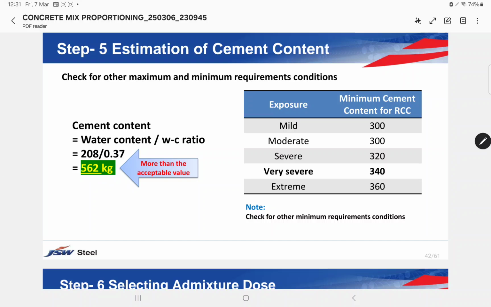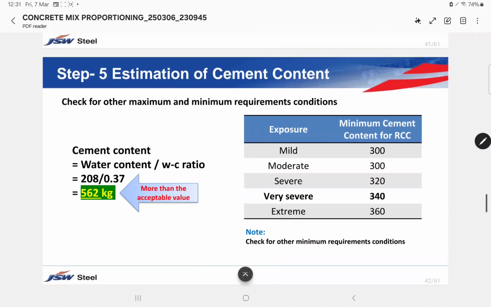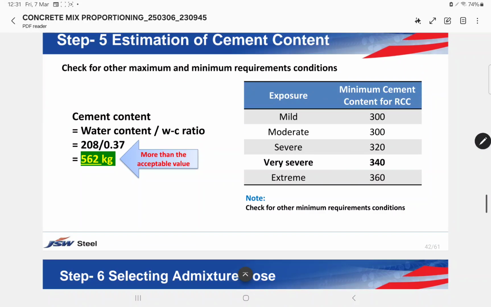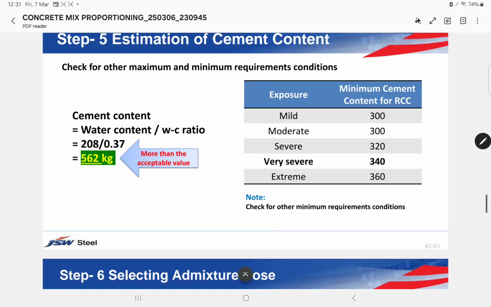If you refer back to that standard, then it says that for very severe condition, the minimum cement content required is 340 kg. So in our case, it is 562 kg. So it is absolutely okay. No need to worry about that. And check some other minimum requirements.